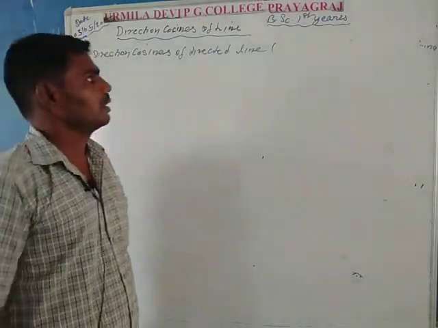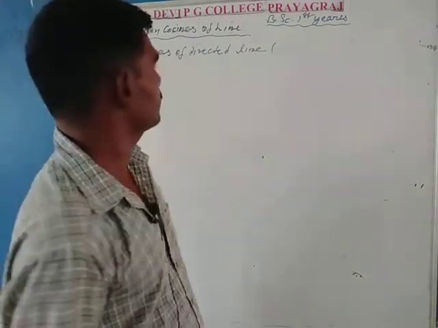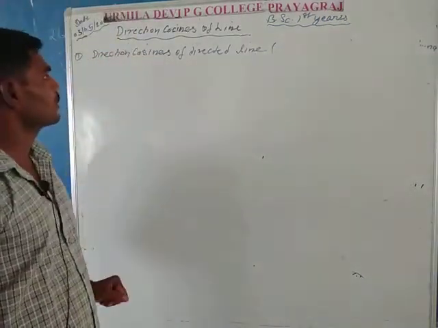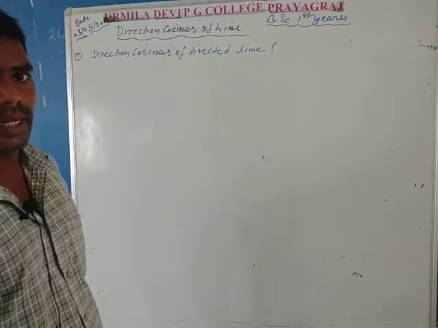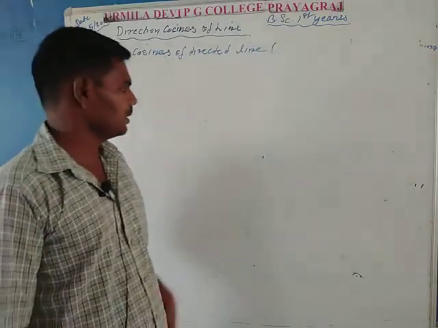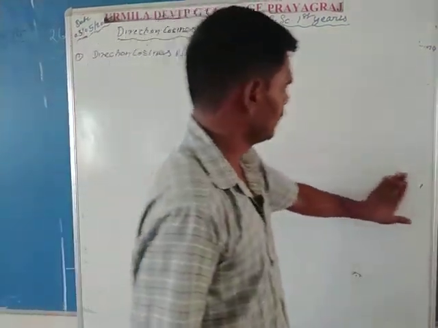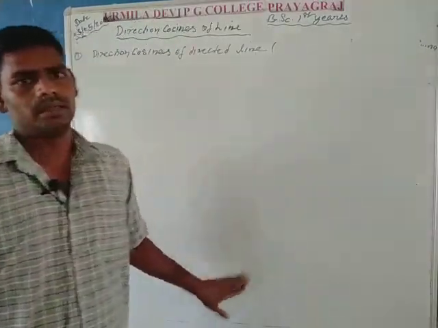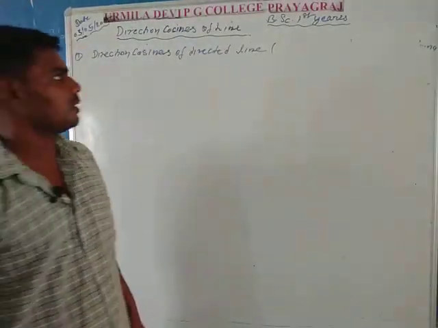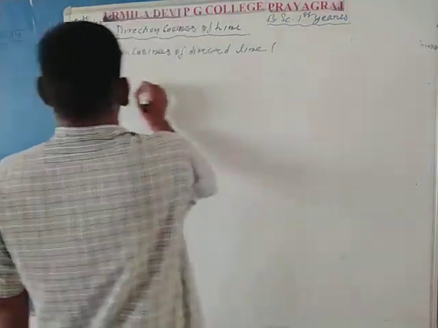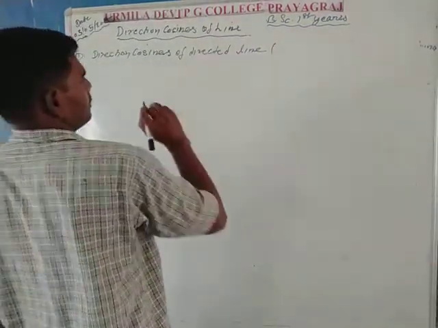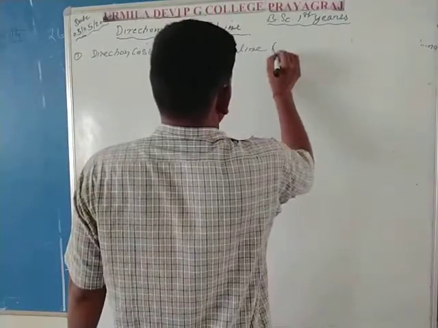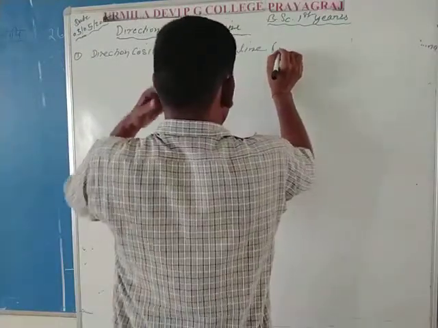Today we discuss the BSc first year class. The article is the direction cosine of a straight line or a directed line. In this article, we find the direction cosine of a straight line in three-dimensional space. So the first article is the direction cosine of a directed line, meaning a directed line or a vector.